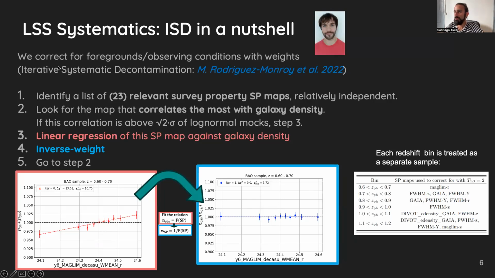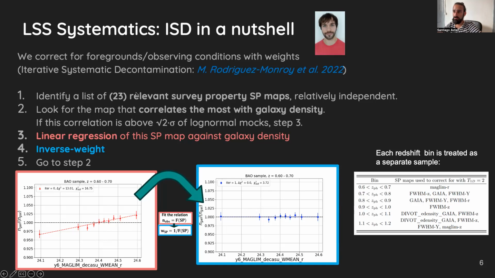We use this code called ISD, Iterative Systematic Decomposition, by Martin Rodriguez, that corrects for different foregrounds and observing conditions. So for example, if some patch of the sky has more depth, then it's easier to detect more galaxies than in others. And we need to correct for these things and also for stellar contamination and things like that.